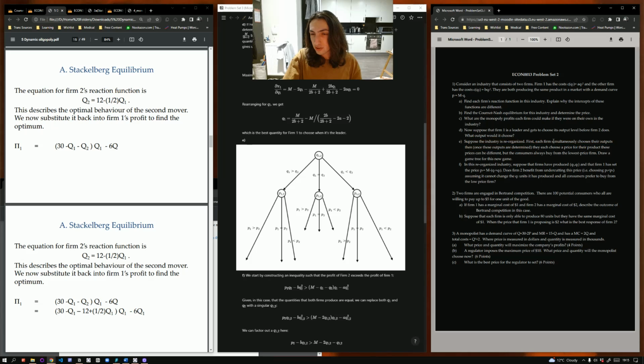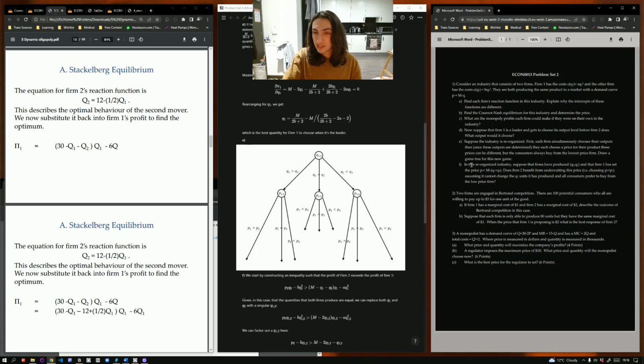It says here, suppose the industry is reorganized. First, each firm simultaneously chooses their outputs. Then, once these outputs are determined, they choose a price for their product. And these prices can be different, but the consumers always buy from the lowest price firm. Draw a game tree for this new game. Now, I'm sure a lot of people got confused here because they didn't know what to put as the payoffs. And I'm thinking you don't put payoffs, because how would you determine payoffs here? It would be very hard to do so. So what I've done is I've just done a game tree itself, and I've done larger than, smaller than, or equal to, depending on that. So you do quantity first, you do the price next. Okay, that's what I've done.